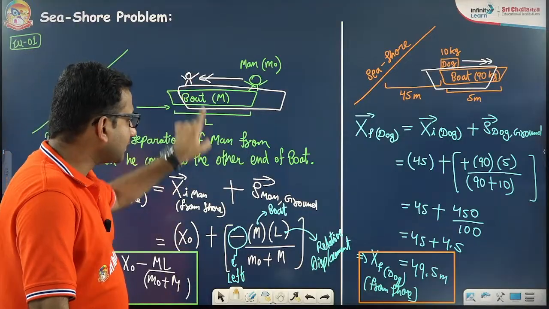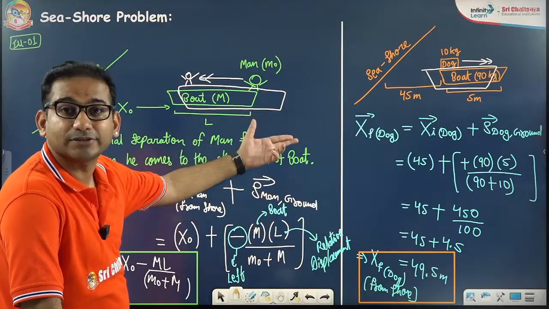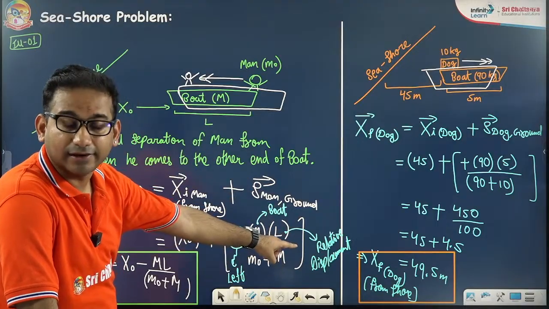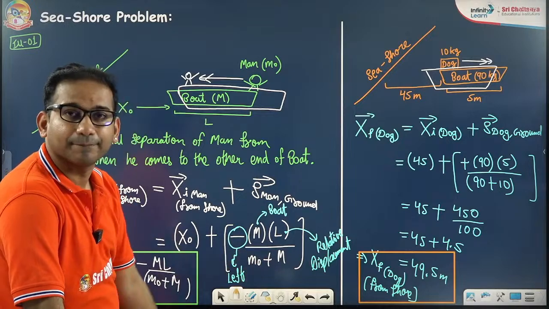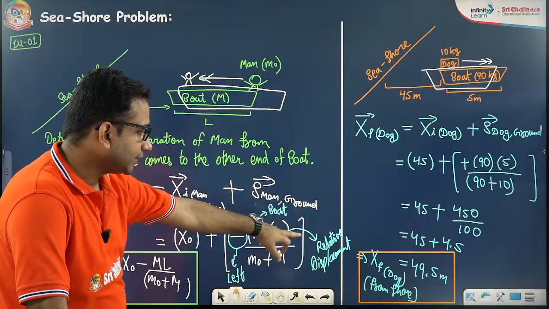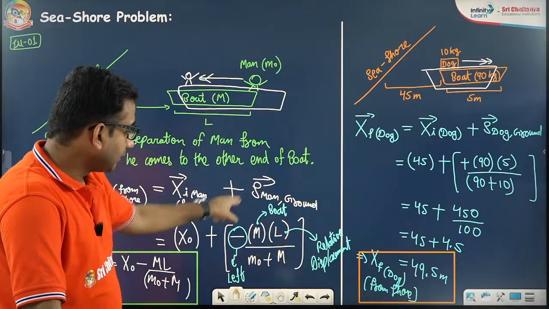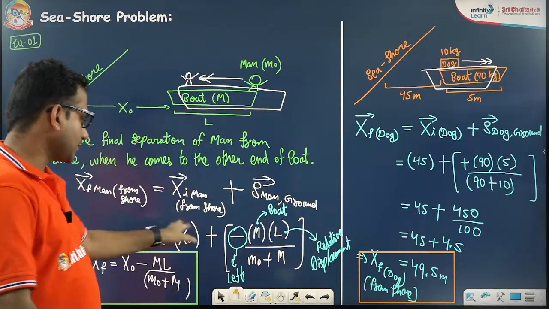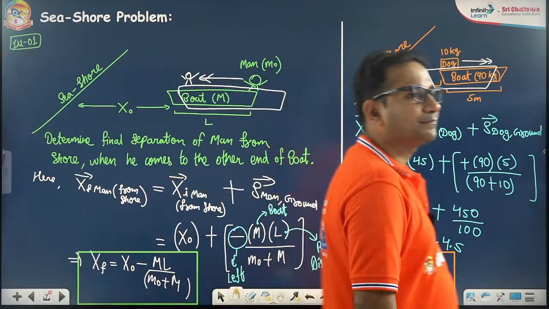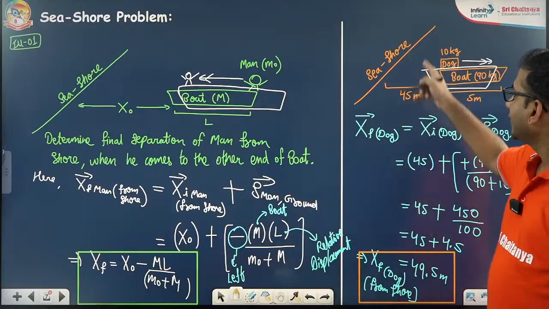Since you are writing the displacement of the man, always take the opposite mass. So you should be taking the mass of the boat into relative displacement L by total mass of the system m0 plus m. If you are writing the displacement of man, you should be taking the mass of the boat into relative displacement by total mass of the system. Negative sign because it was moving left. If you simplify, you will get the final answer here. All right. Understood now? Now, look at this example.